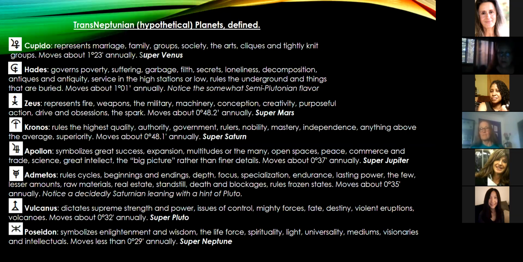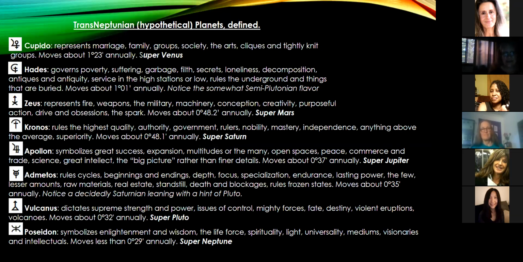It rules the underground and things that are buried, and it moves 1 degree, 0.1 minute annually. And it is a semi-Plutonian flavor, those underground things. I mean, Hades says it all, right? It's not really unclear.